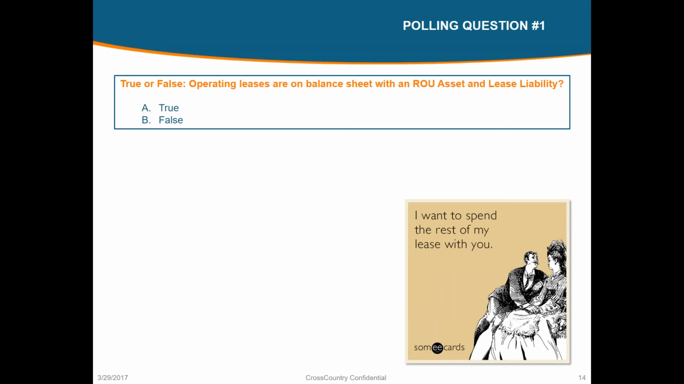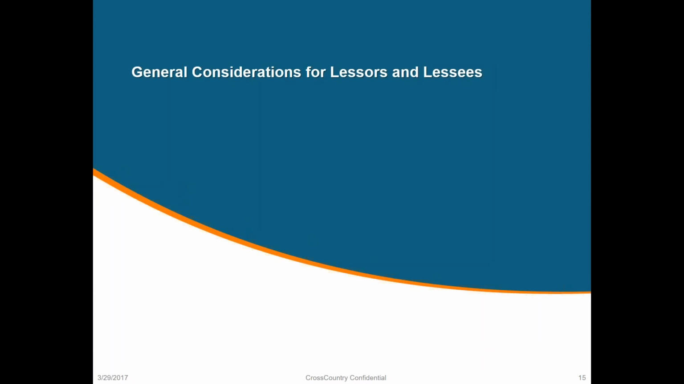Under the new standard, operating leases will be recognized on the balance sheet with a right of use asset and a lease liability. So Jim will now take us through some general considerations for lessors and lessees, including the definition of a lease, scope exceptions, the definition of lease payments, separating components of a contract, the lease term, incremental borrowing rate, initial direct costs and remeasurements. And the second polling question, again, will be at the end of this section.